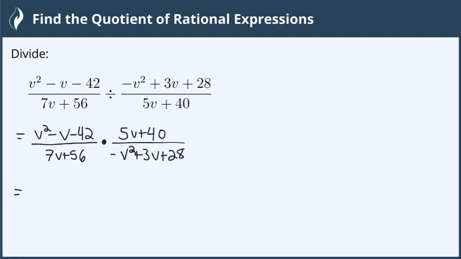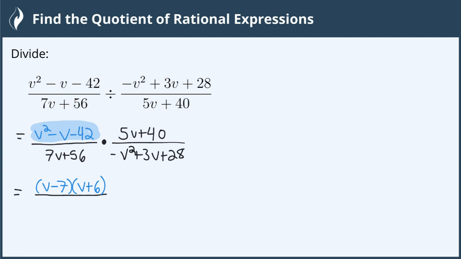So let's start by going ahead and doing some factoring. When we're looking, first of all, at v squared minus v minus 42, we're looking for two numbers that multiply to negative 42, but add to negative 1. In this case, that means that our numbers are negative 7 and positive 6. So this factors to v minus 7 times v plus 6.